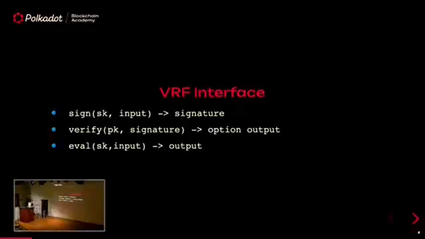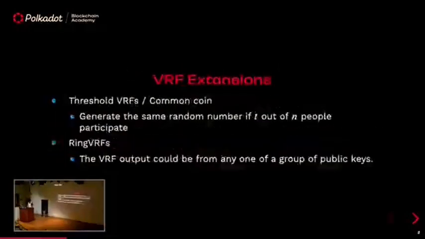Okay, cool. Where was I? So there are also some various extensions to VRFs. There's something called a threshold VRF or common coin. This generates the same random number for some number of the participants if a certain threshold participate in the VRF.